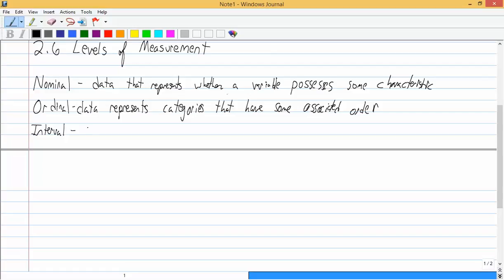So the interval level of measurement is data that can be ordered and the arithmetic difference is meaningful.